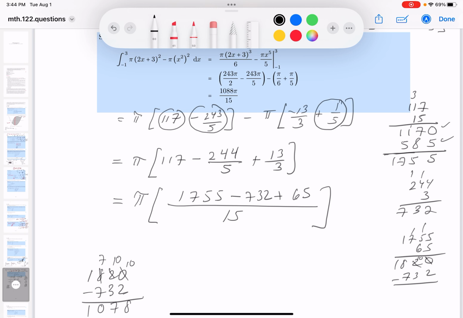5 plus 5 is 10. 12. 8, 18, yeah, I see that. And 732. Oh, I made a mistake. I see it now. Let me erase this over here. I'm glad I'm seeing the mistakes, by the way. 18, 20, minus 732. Okay. 2 from, this is 1. 2 from 10 is 8.